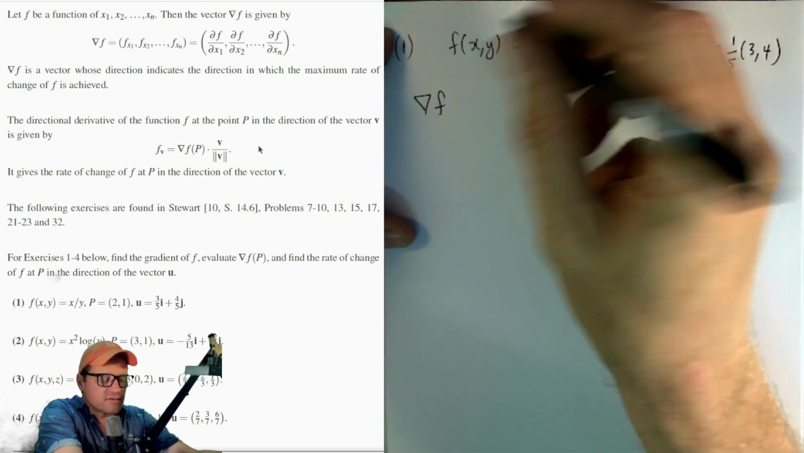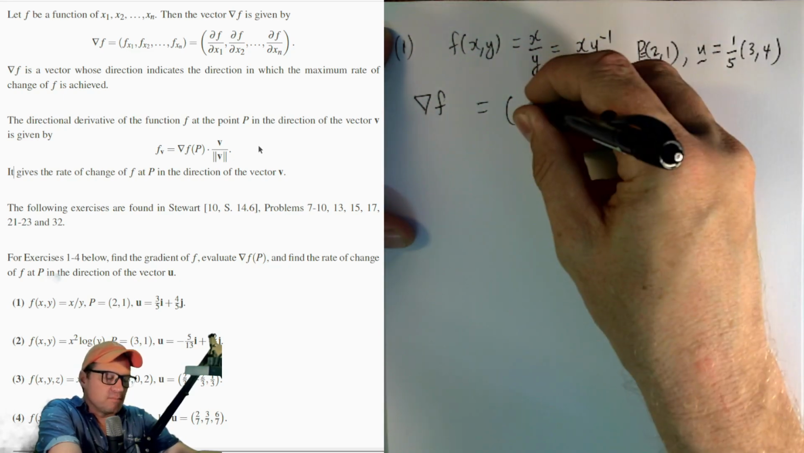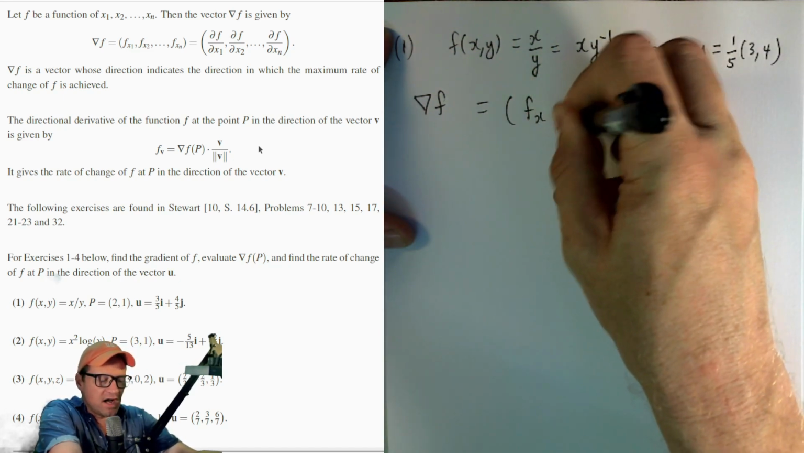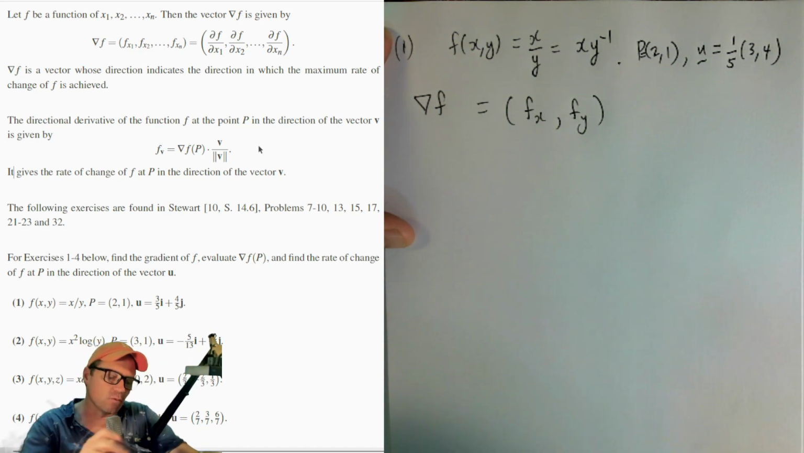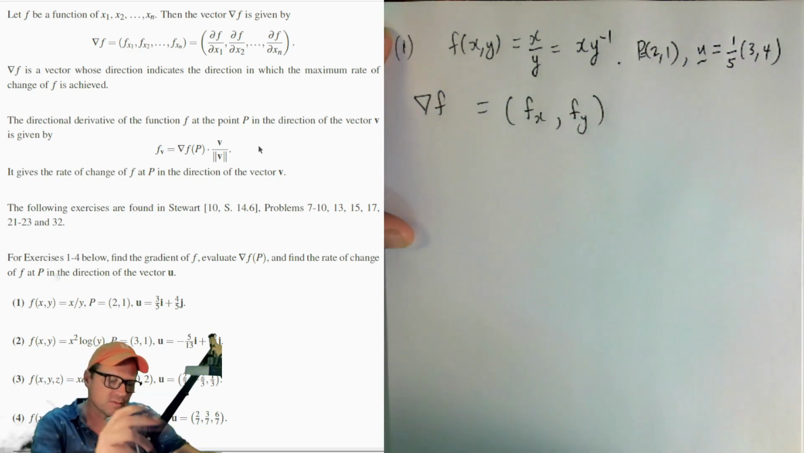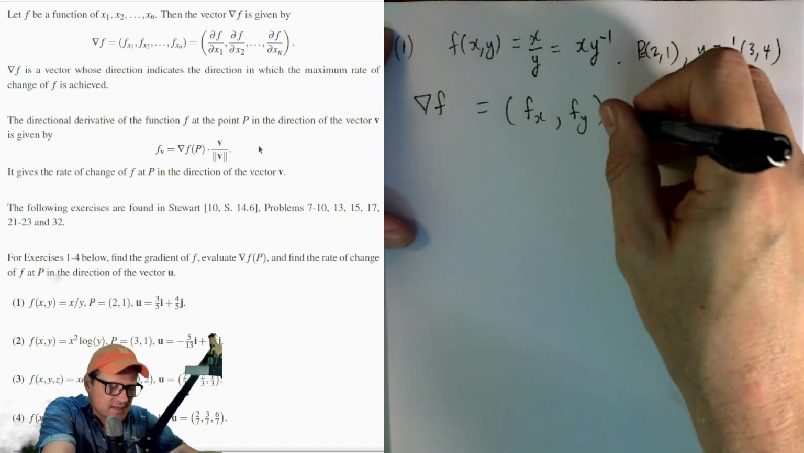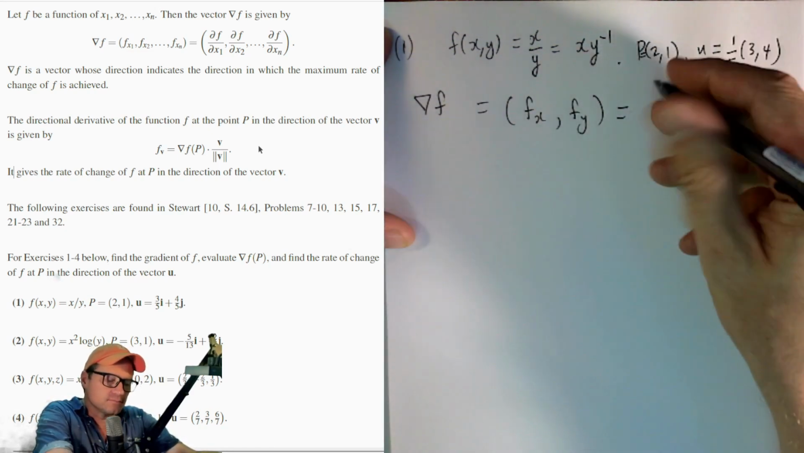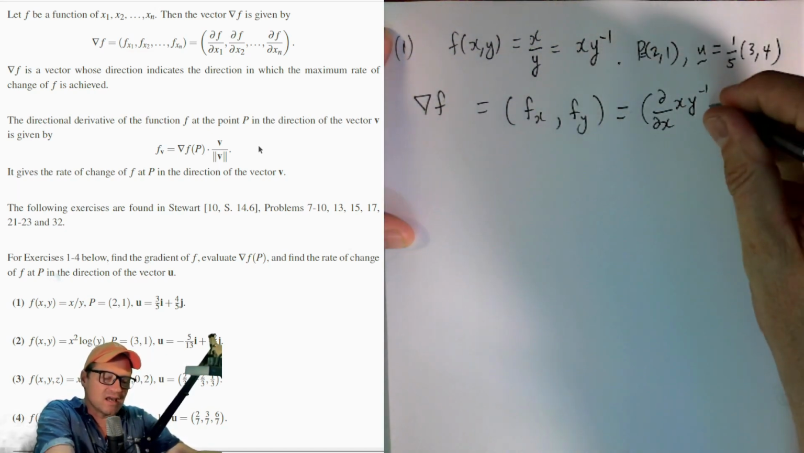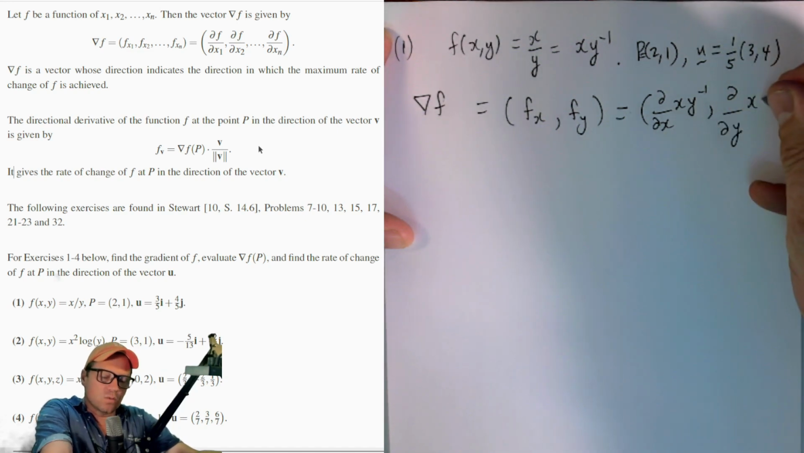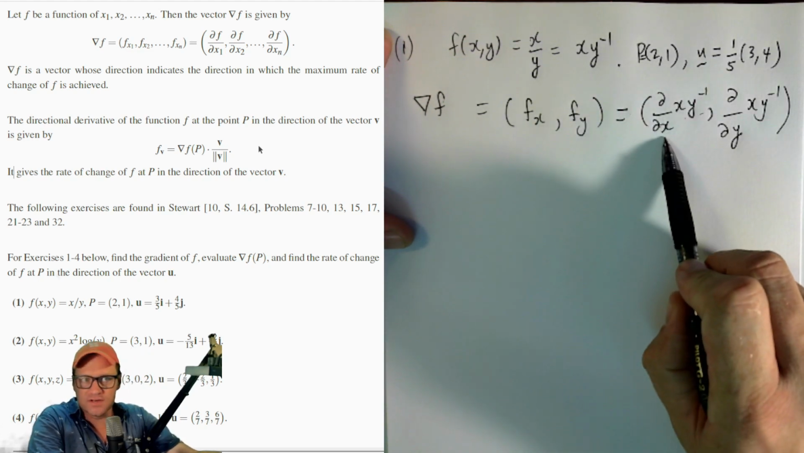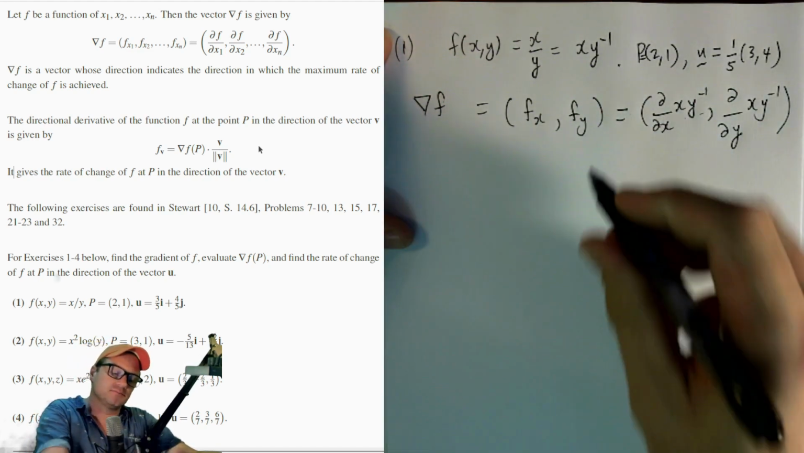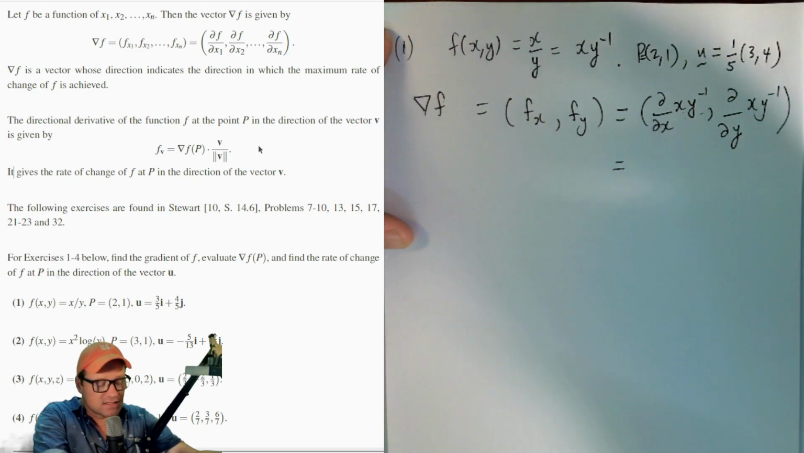So grad f is the vector given by (fx, fy), where fx is the partial derivative of f with respect to x, and fy is the partial derivative of f with respect to y. So let's calculate this, differentiating x y to the minus 1 with respect to x, and differentiating x y to the minus 1 with respect to y. Okay, so that y to the minus 1 can go through the operator because we're differentiating here with respect to x. And the derivative of x with respect to x is 1.